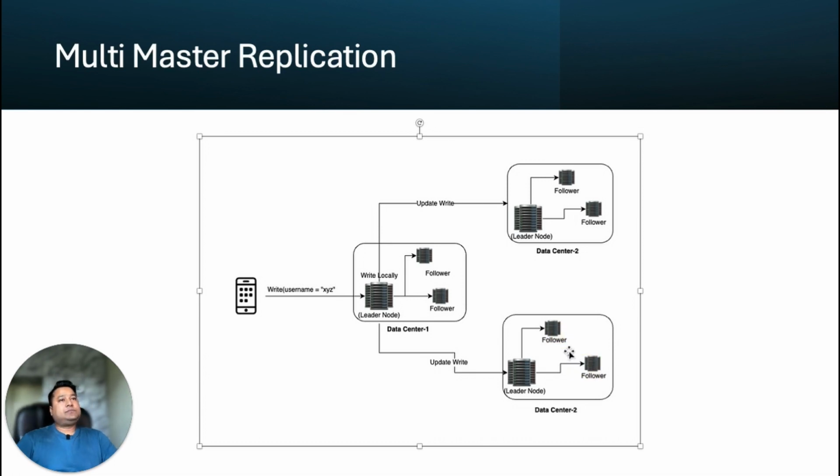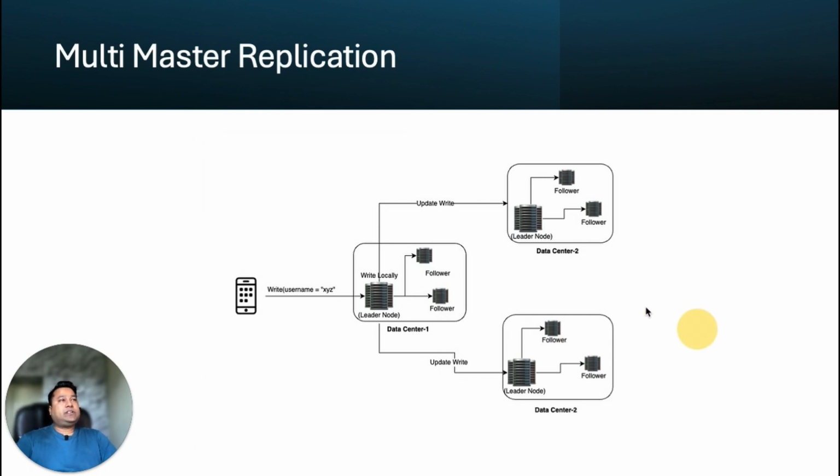So now you see this. What was the problem in the single master replication? I don't know if you remember it. We already discussed it at the end of the lecture: because the write is happening only at the leader node, the write operation will be slower.